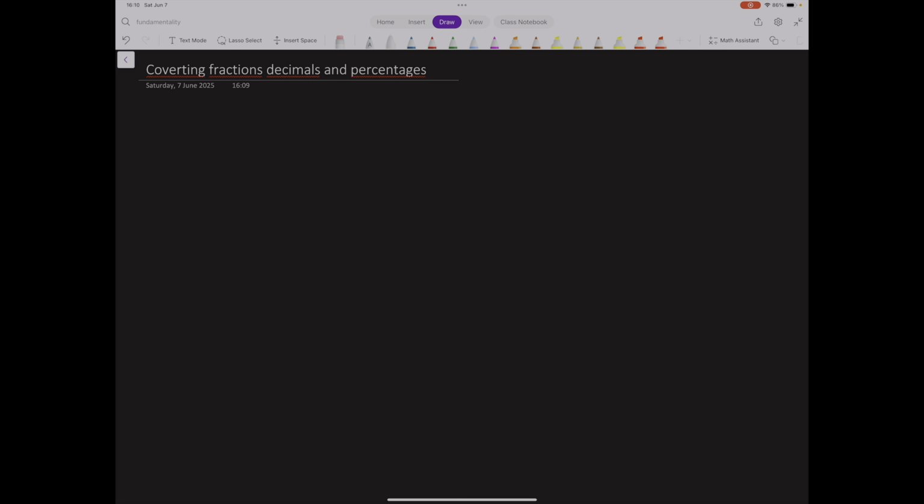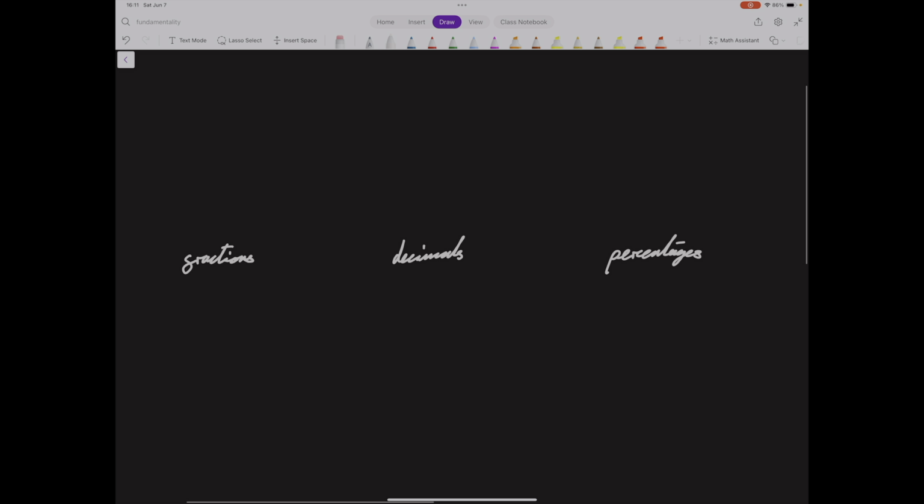Hello, and here we're going to talk about how to convert fractions, decimals and percentages. So first thing you want to do, let's write this out visually so we can see what's going on. So we've got our fractions, our decimals and our percentages.